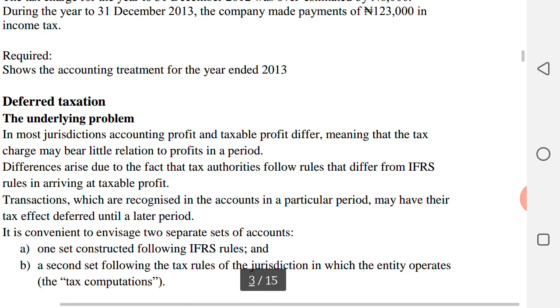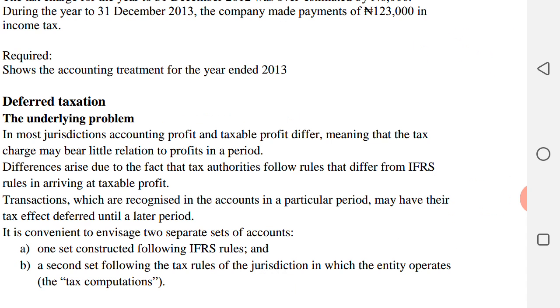So in our next class we will start from deferred taxation. This is the major item in the income tax, IAS 12. This is the reason why there is this standard, because there is always this discrepancy between the tax that we computed for account purpose and that we compute for tax purpose. So this is a major item.